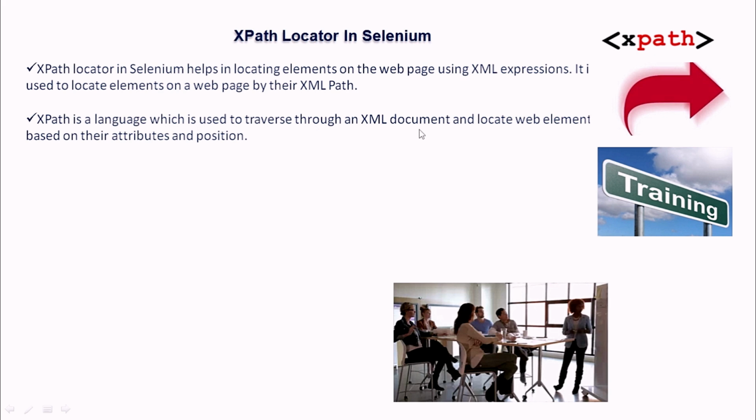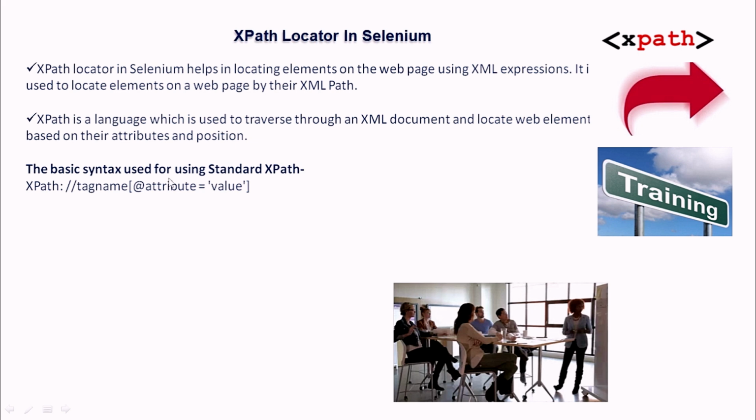If your DOM is the HTML DOM or the XML DOM, the XPath will traverse from top to bottom. And this is kind of a language that locates the web element based on its attributes and position. Now let's understand the basic syntax which is used for the standard XPath.